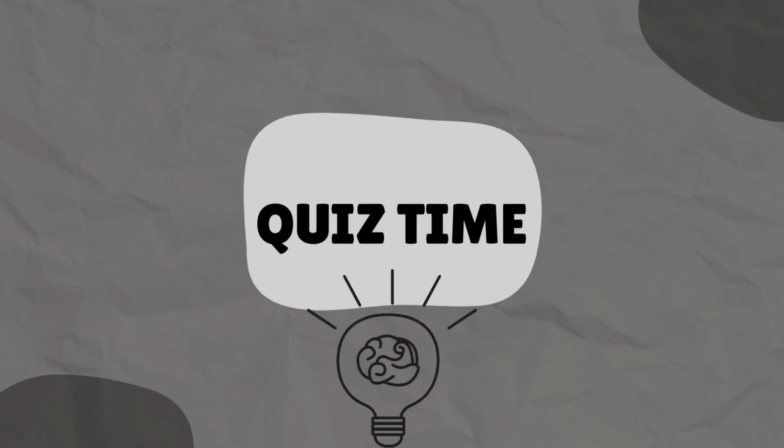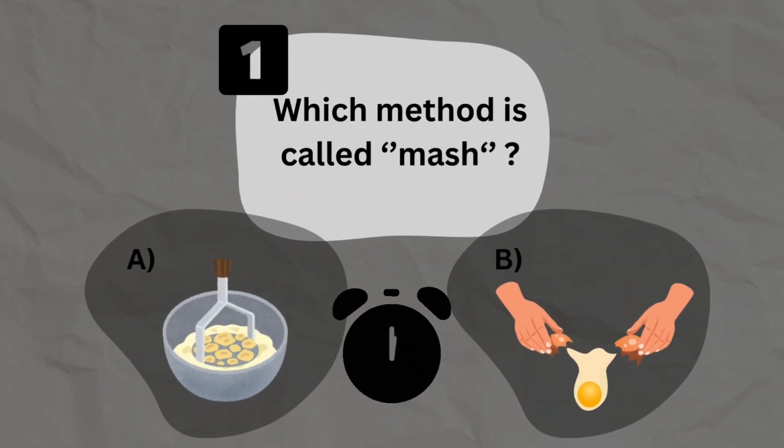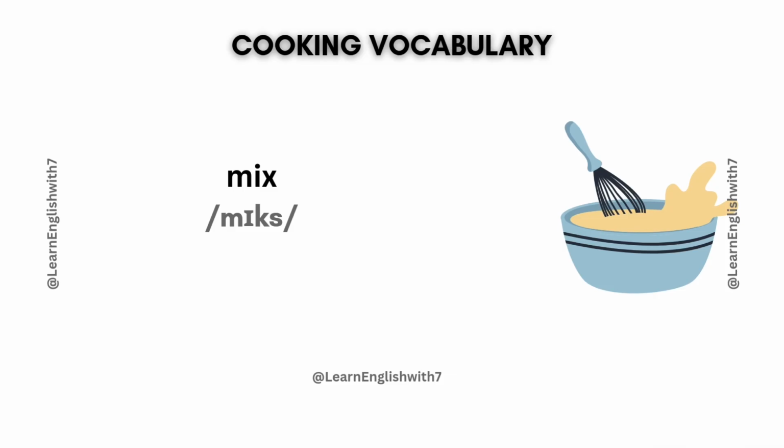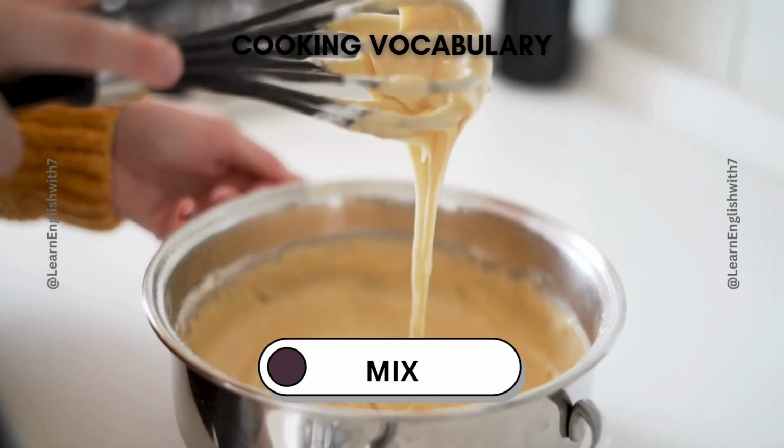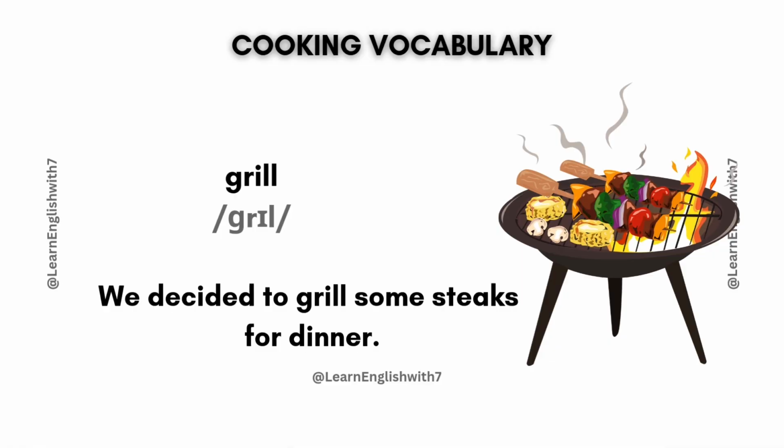Quiz time question 1. Which method is called mash? Mix. Oil and water never mix. Grill. We decided to grill some steaks for dinner.